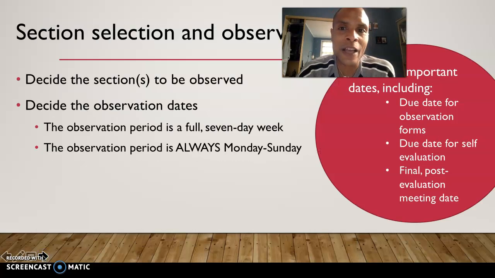And at that meeting, as in other meetings, you're going to select the sections and the dates for your observation. And you'll set other important dates too. So the date for when you want the person being observed to give you their classroom observation plan, the date you want them to give you their self-eval, the date for the final meeting that will happen. And one important note is that there's an observation period of 7 days. And the observation period is always Monday through Sunday. So it's not your own choice of days there.